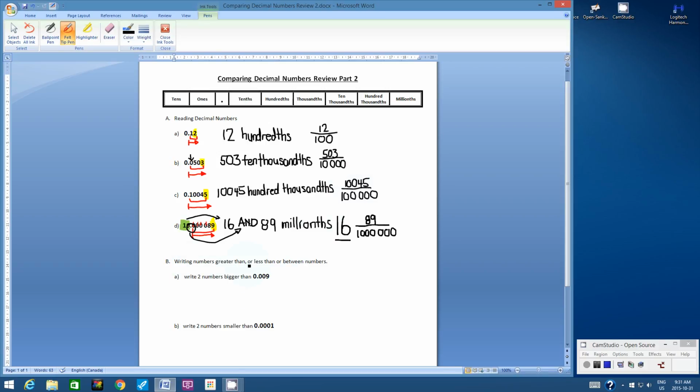Writing numbers greater than or less than or between numbers. All right, so you'll see this question quite often. So let's go to question A. Write two numbers bigger than 0.009. So when we're working on these, especially when you're just starting, it's good to have a little bit of rough space for some rough work.